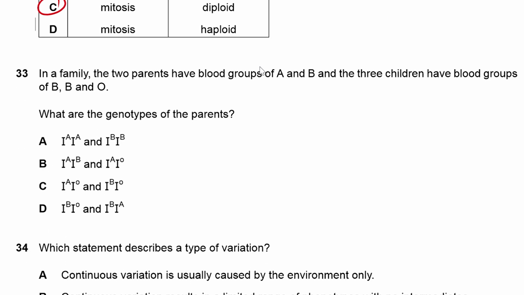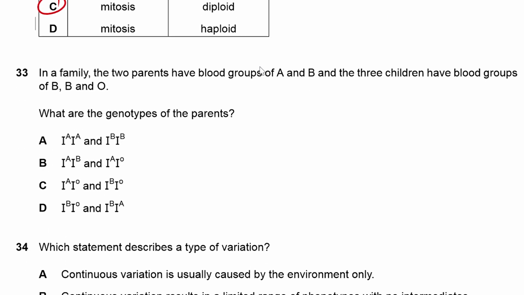Number 33 says, in a family of two parents, the two parents have blood groups A and B, and the three children have blood groups B, B, O. What is the genotype of the parents? Alright, so we have a parent who has blood group A, and of course they have a child with blood group O. So definitely this parent with blood group A has to be like this. And they have children with blood group B also, but also a child with blood group O. So this parent has to be like this.